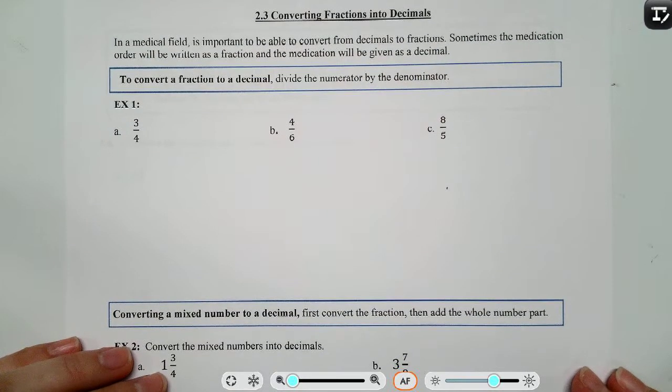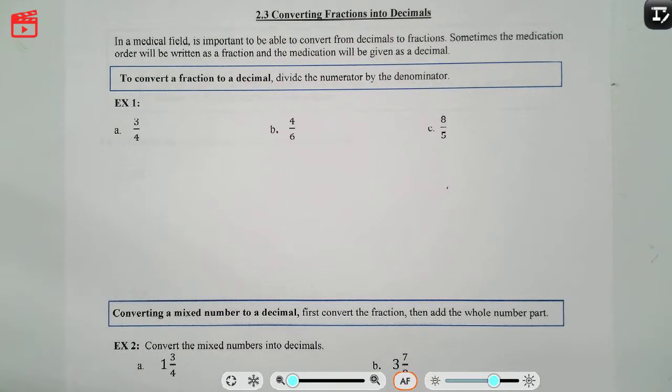All right, now 2.3. Converting fractions into decimals. In the medical field, it is important to be able to convert between decimals and fractions, because sometimes the medication order will be written as a fraction and the medication will be given as a decimal. So you're going to have to be able to convert between the two different forms.